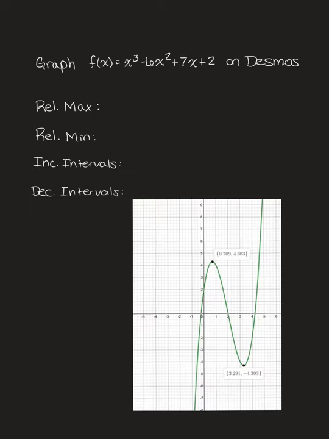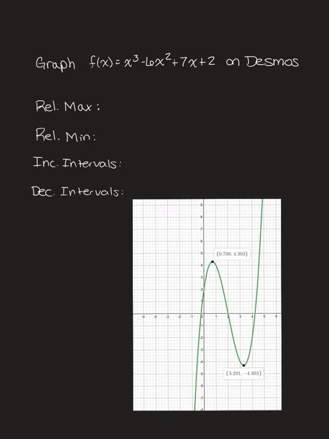Okay, so let's look at a function. We have f of x is equal to x cubed minus 6x squared plus 7x plus 2. I would recommend graphing this on Desmos. I have attached a picture of what you would get on Desmos. And so I want to find the relative maximum, the relative minimum, increasing intervals, and decreasing intervals.